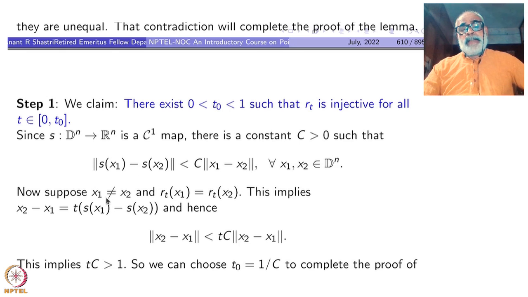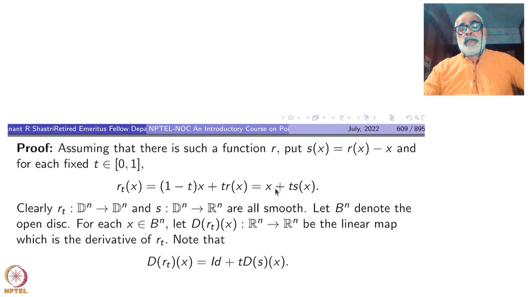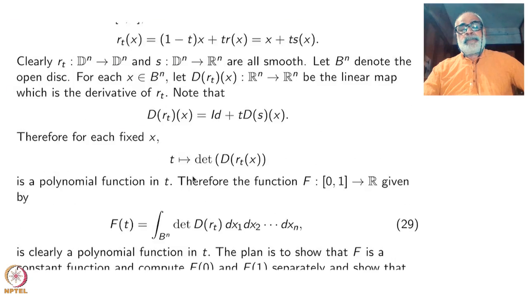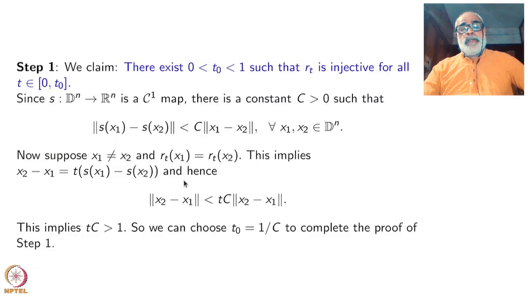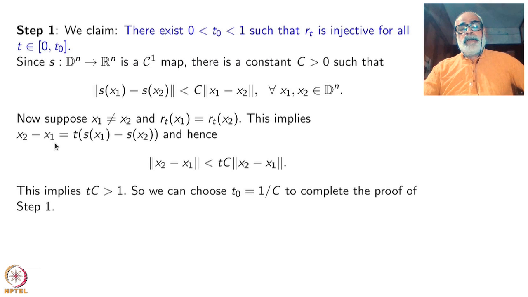Now suppose x1 is not equal to x2 and Rt of x1 equals Rt of x2. Remember we have this formula, right? Rt is x plus t times Sx. Now that will imply that x2 minus x1 is equal to t times (Sx1 minus Sx2), because Rt of x1 is equal to Rt of x2, so you put equality and you get this one. But then the norm of x2 minus x1 will be less than t times the norm of this. t is some positive constant between 0 and 1, right? And the norm of this is less than C times the norm of x1 minus x2.